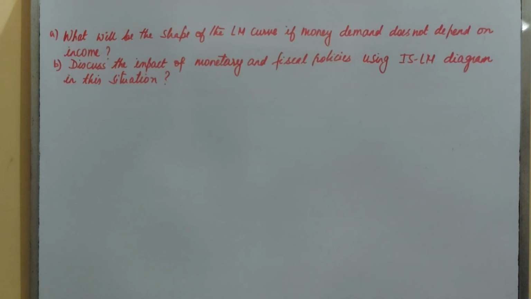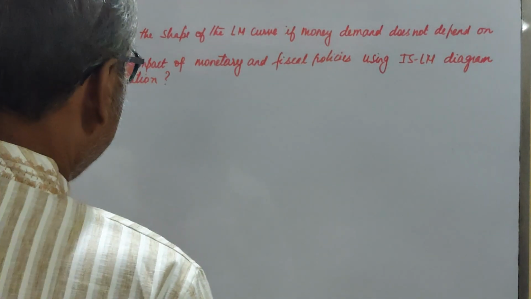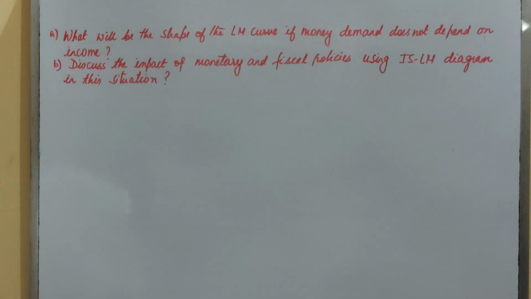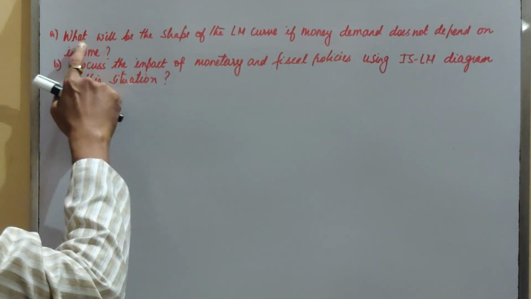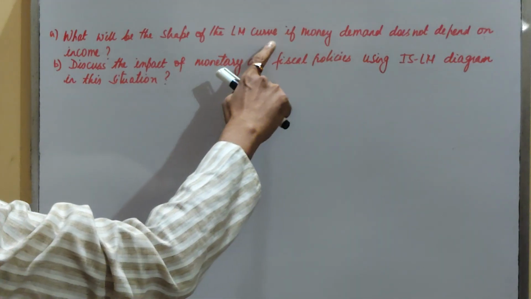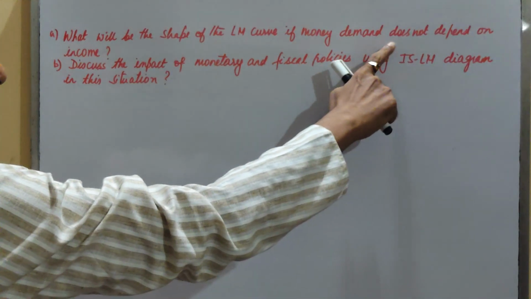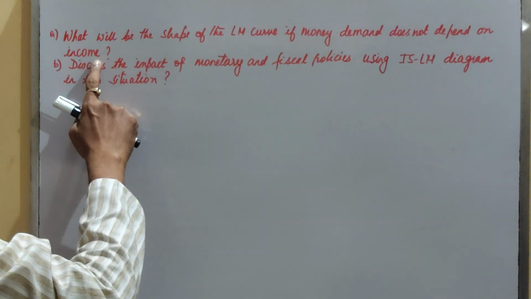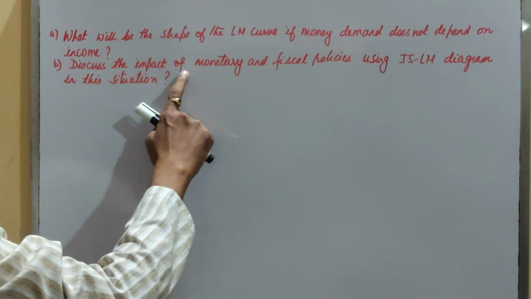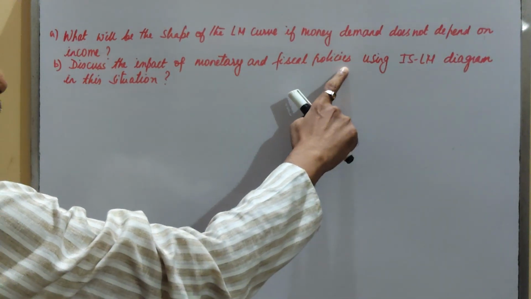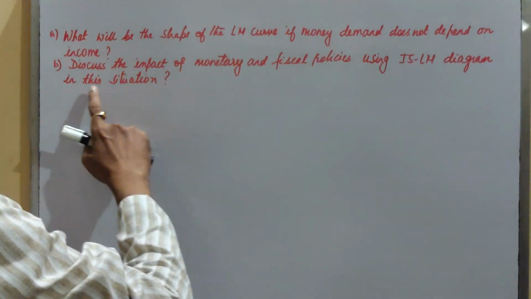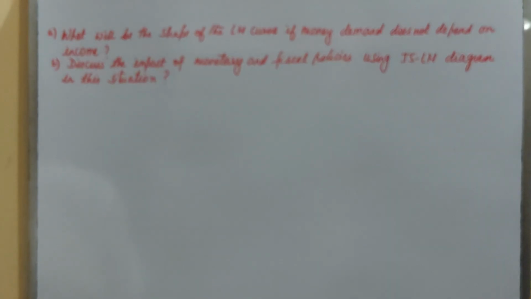Hello, in this video we want to solve this question. This question is from the IS-LM model in macroeconomics. The question is part A: What will be the shape of the LM curve if money demand does not depend on income? Part B: Discuss the impact of monetary and fiscal policies using the IS-LM diagram in this situation.